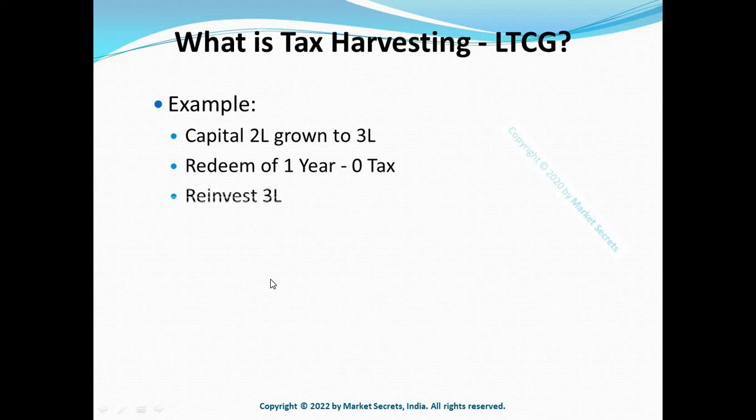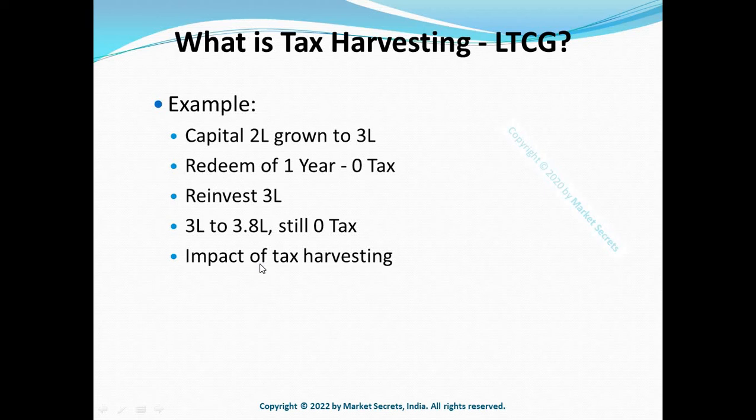Next, if you invest this entire amount, that is just 3 lakh rupees, soon after redeeming, preferably on the same day or the next day, your investment cost will be reset to 3 lakh rupees along with the date of investment. Now, let's assume that your investment value increases to 3.8 lakh rupees after another year. When you redeem this 3.8 lakh rupees, your gains will be 80,000 rupees, which is still less than 1 lakh rupees limit under LTCG. So you don't have to pay any taxes next year as well.